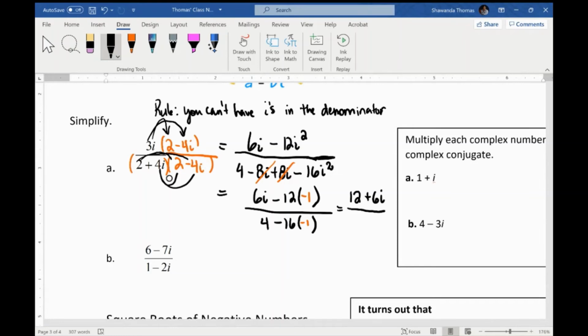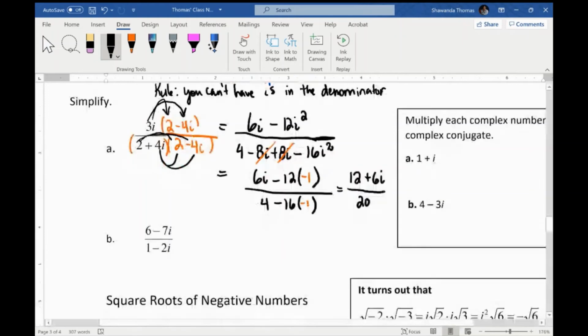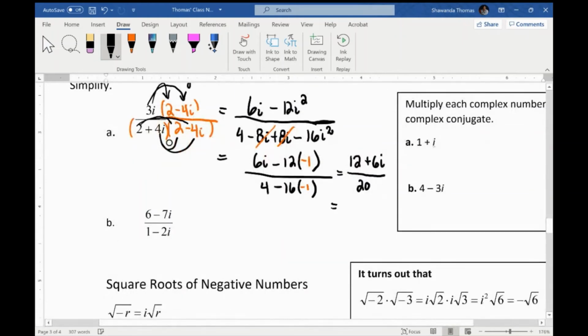What's in the denominator? 4 plus 16, which is 20. Since we want it in the a plus bi form, we're going to split it up. This is the same as 12 over 20 plus 6i over 20. So we want to separate our real part from our imaginary part.